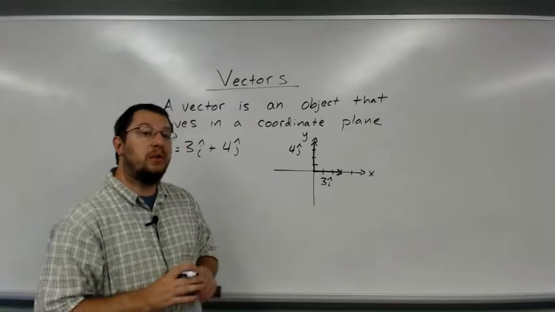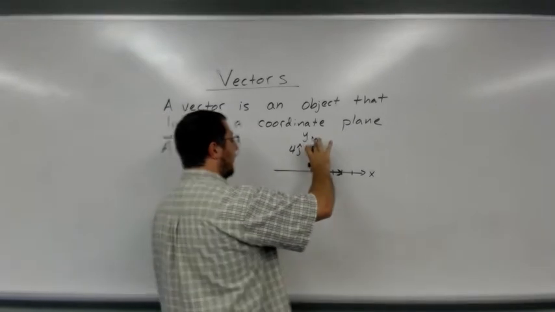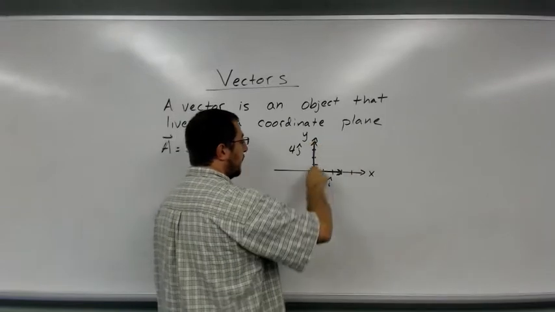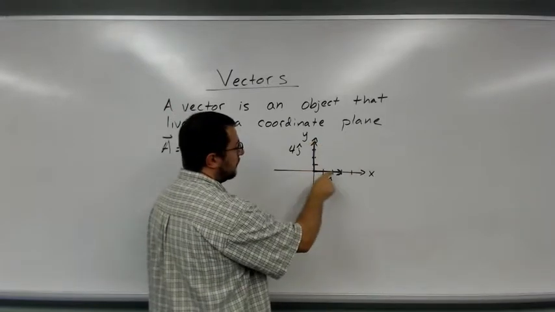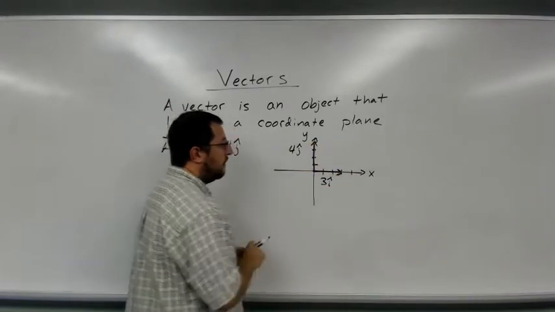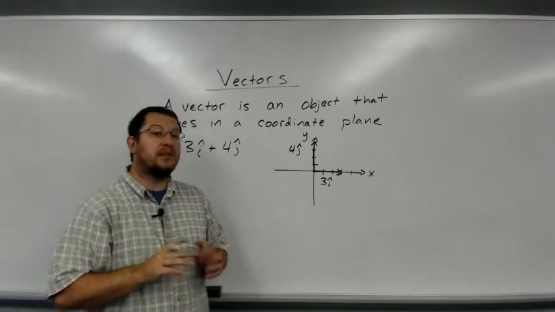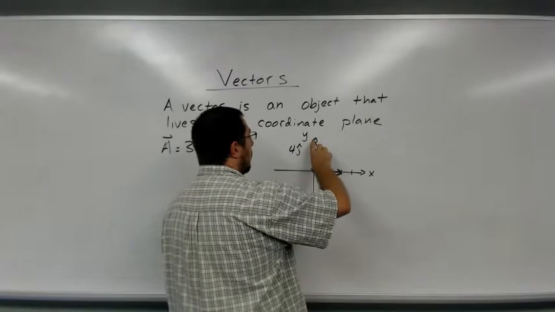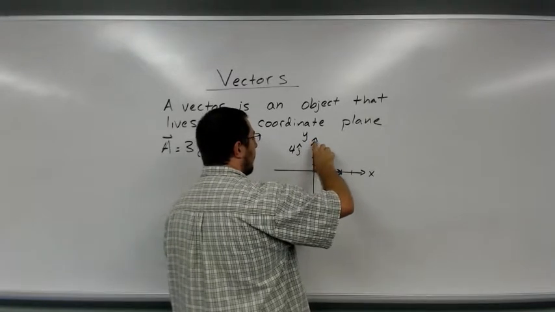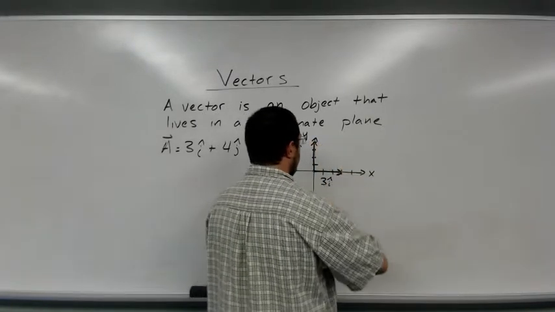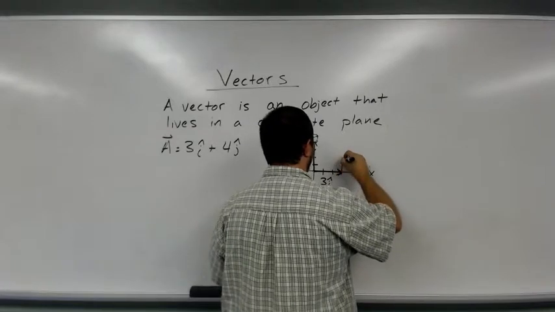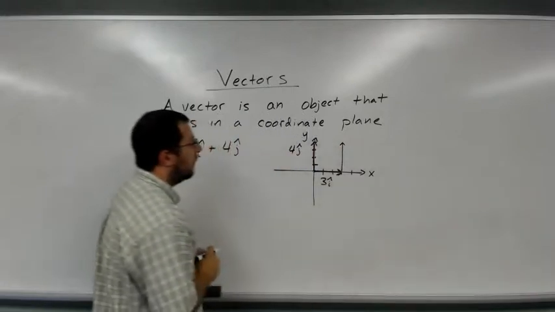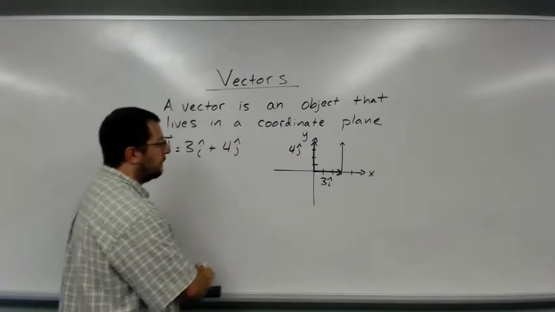So what I'm going to do is take this vector, 4j hat, and displace it such that its tail is at the tip of the 3i vector. And this is called the tip to tail method. Okay? If I displace this vector like this, I get a new vector. It's really the same one, just displaced, of the same length.